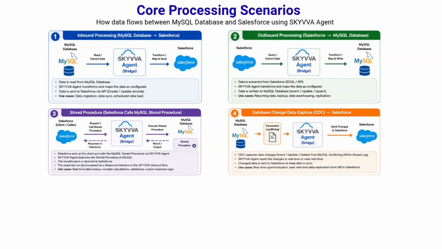It then transforms the data if necessary and sends the changes directly to Salesforce, keeping both systems synchronized in near real time. Because only changed records are transferred, this approach improves performance, reduces system load, and enables efficient real-time synchronization.